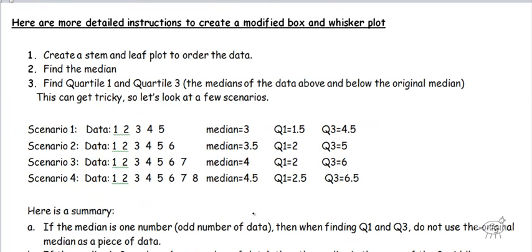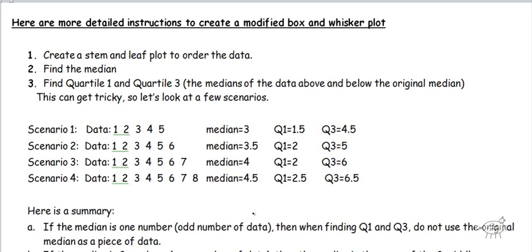Okay, so here are more detailed instructions to create it. Number 1, create a stem and leaf plot to order the data. Got to do that. Got to have the data in a good order in order to do a box and whisker plot. The next thing you want to do is find the median. You want to find the physical middle of your data. And then the third step is you want to find quartile 1 and quartile 3. Basically, it's the medians of data above and below the original median. So it's almost like you're taking another set of medians between the median and the lower piece of data and the median and the higher piece of data.